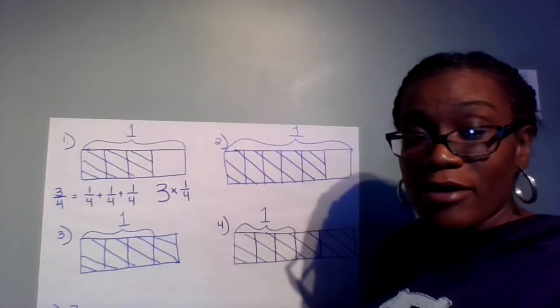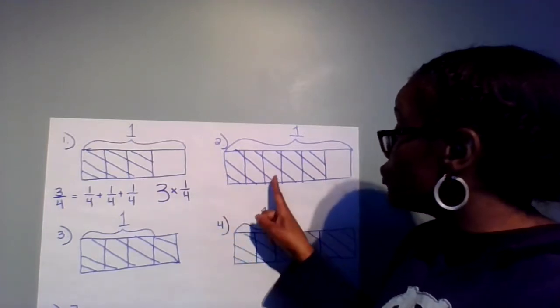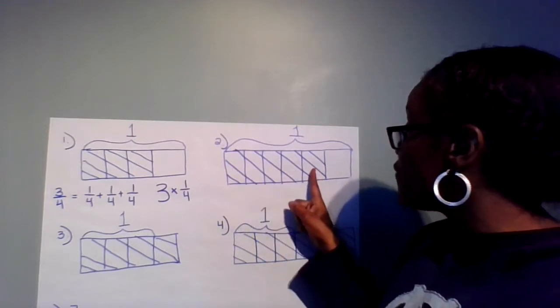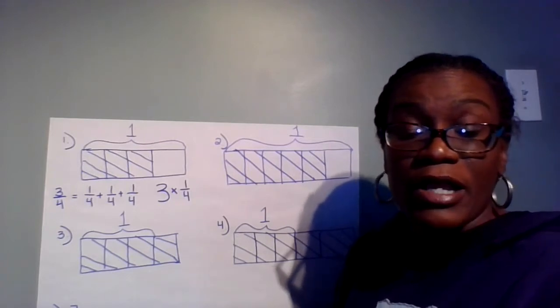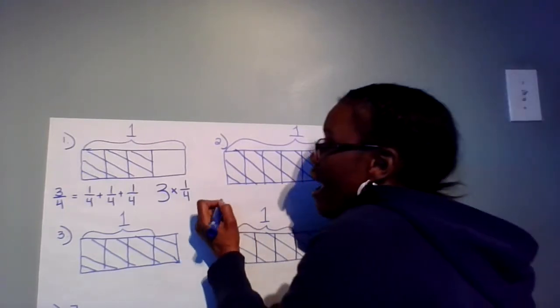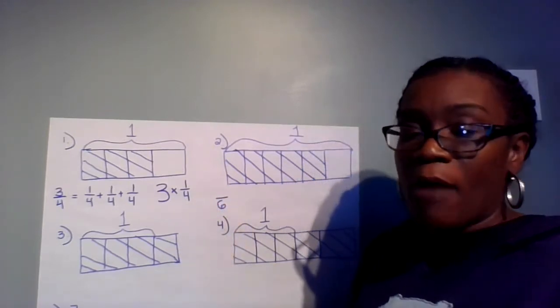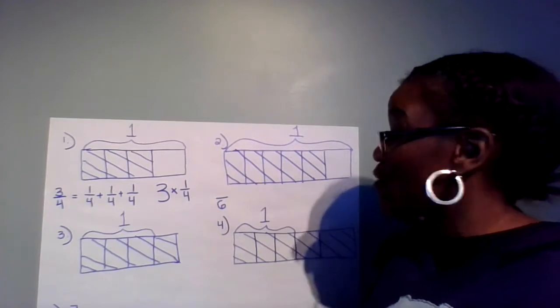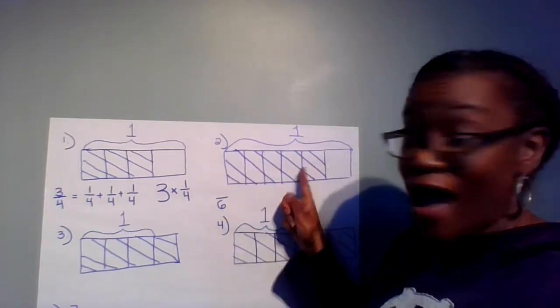So how many parts do I have? Let's count. 1, 2, 3, 4, 5, 6. Remember, your denominator is how many parts you have all together. So we have 6 parts. And how many parts are shaded in now? 1, 2, 3, 4, 5.